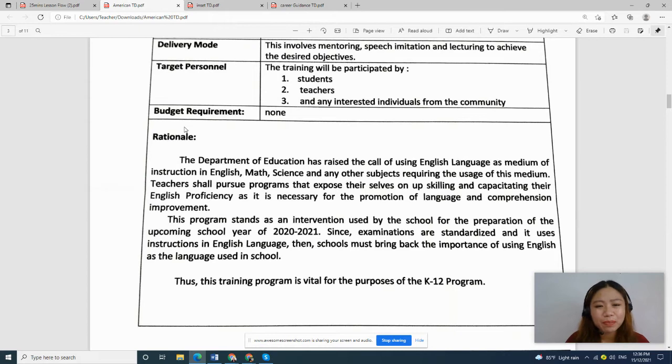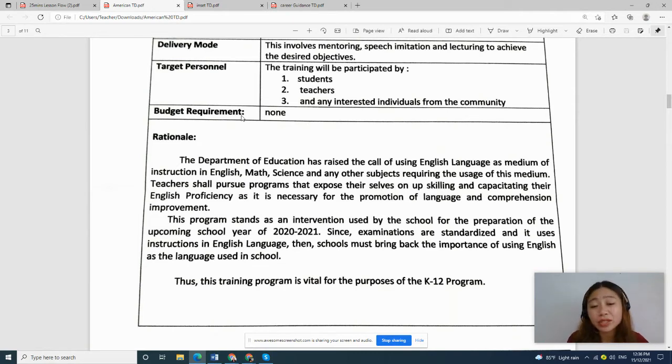Next, we have the budget requirements. I have it here, none. It's because I do not ask any amount from the school MOE. So this is actually free for everyone. There's no registration or anything. All right.